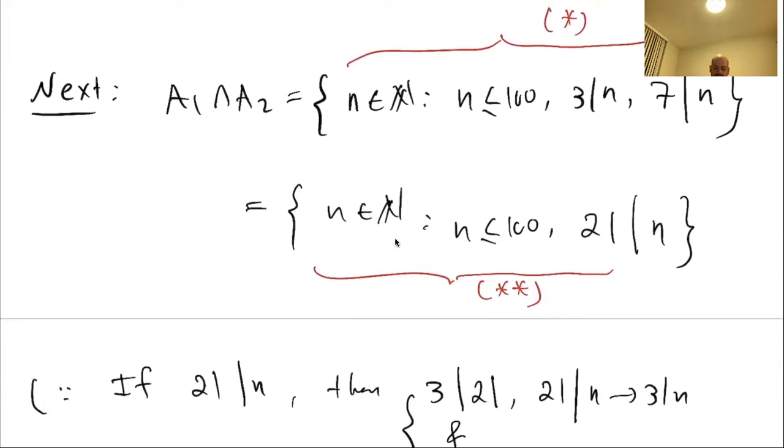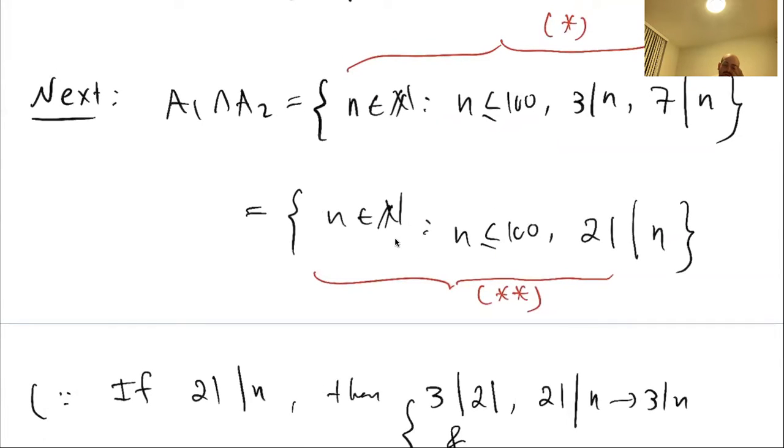I'm claiming that these two sets are equal. How do you show that two sets are equal from previous chapters? A very basic fact from previous chapters is that if you want to show that two sets are equal, you have to show that the first set is a subset of the second set and the second set is a subset of the first set. So how do I do that? First, I want to show that the second set is a subset of the first set. So 2 star is a subset of star.